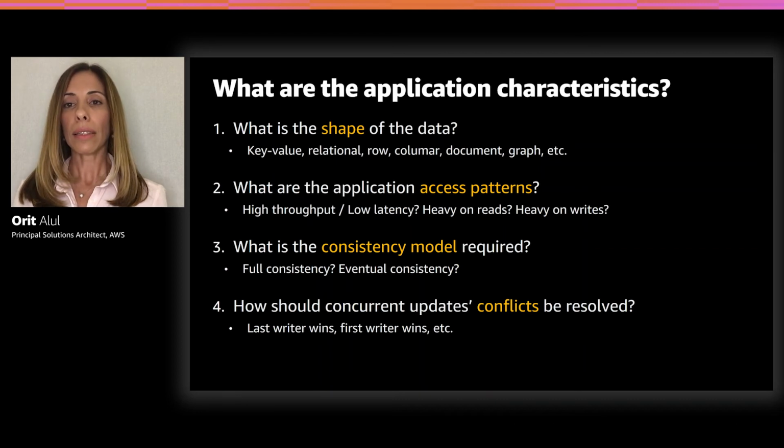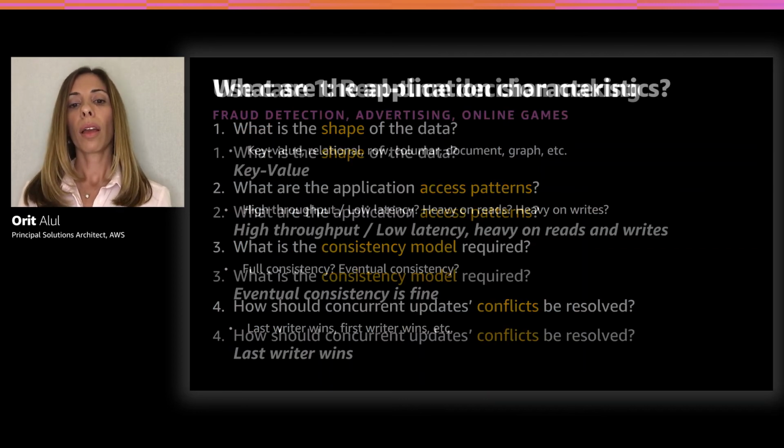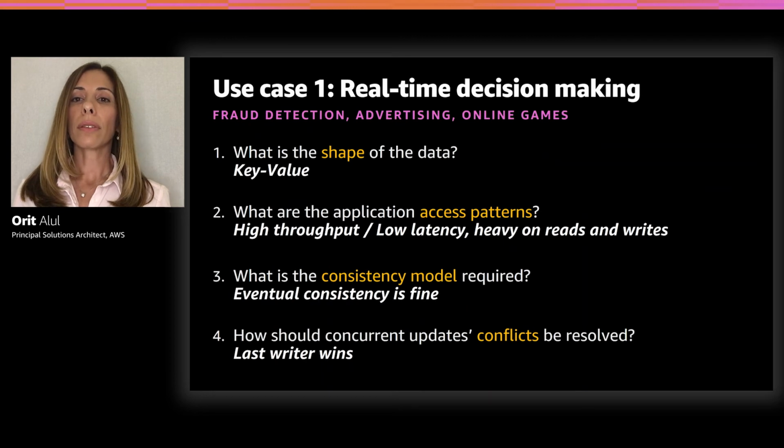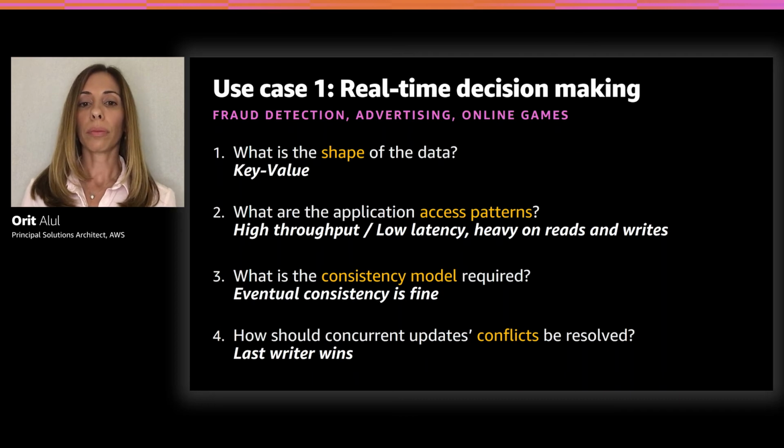Now let's look at some examples. First example is real-time decision-making applications. Applications such as fraud detection, online games, ad serving. In those use cases, the shape of the data is key value. The access pattern is high throughput, low latency, heavy on reads and heavy on writes. Eventual consistency is fine, and last writer wins as conflict resolution is acceptable.